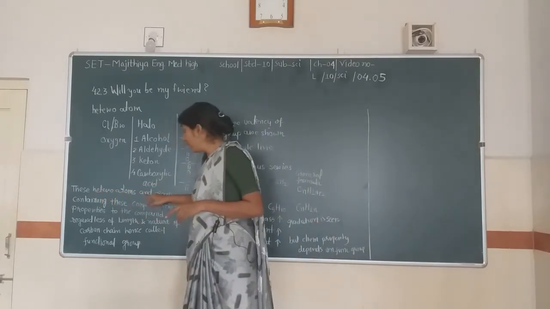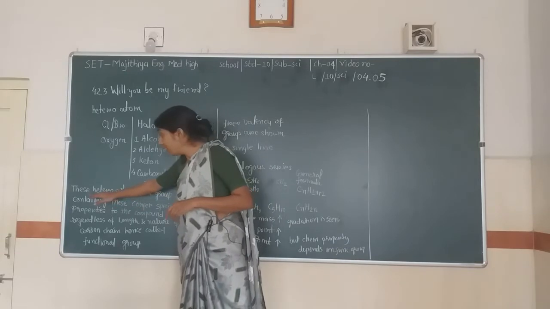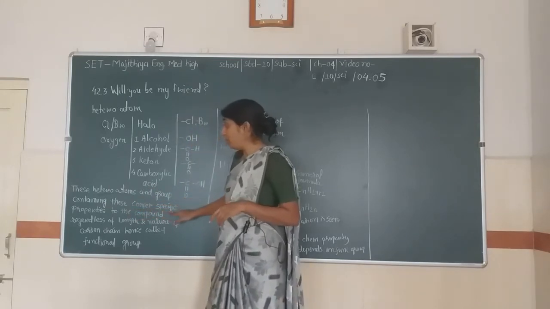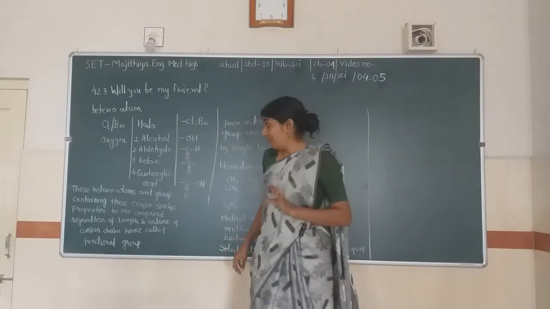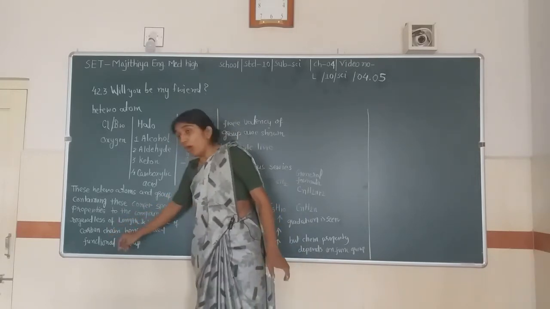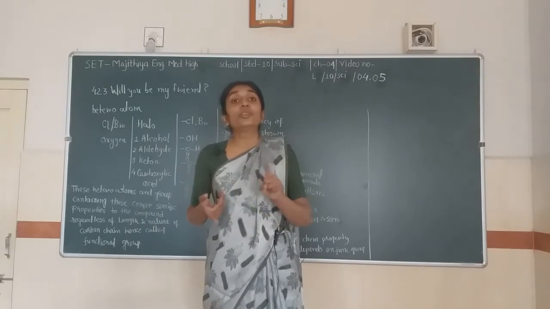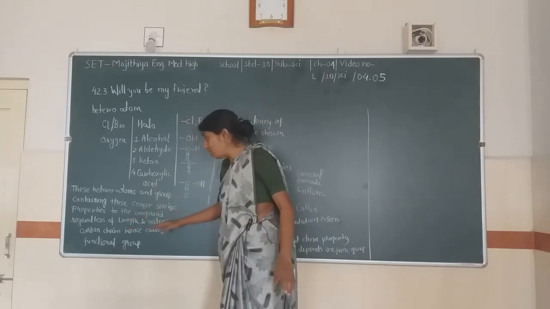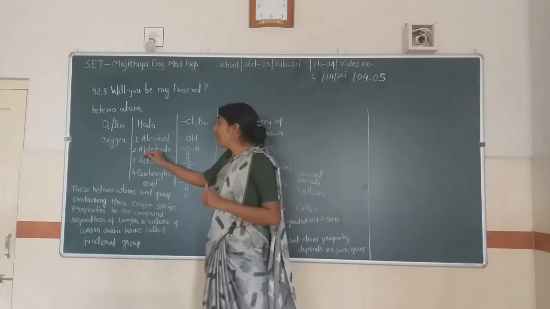Heteroatoms and groups containing them confer specific properties. That means whether it is a heteroatom itself or a group, they confer specific properties to the compound, regardless of the length and nature of the carbon chain. Hence they are called functional groups. It doesn't matter how long the carbon chain is. It could be nonane, it could be decane, or anything like that. Regardless of length and nature, it is going to confer specific properties to this carbon chain.